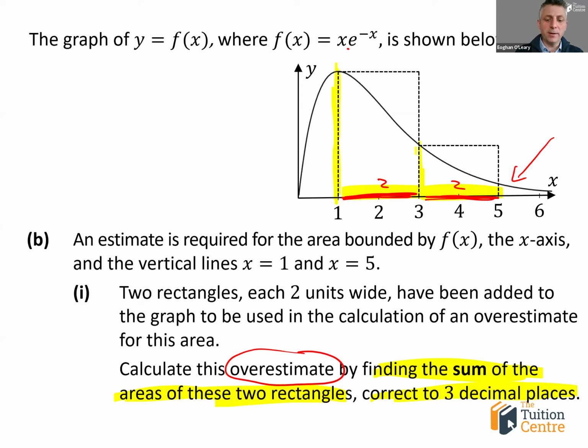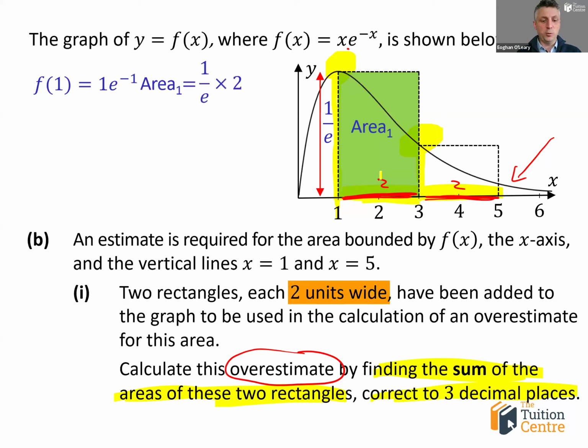So how are we going to find the height? Well, we're going to put in 1 for x to find this one. I'm going to put in 3 for x to find that one. So we put in 1, and it works out easy enough. It's going to be 1 times e to the power minus 1, which is 1 over e. Now you can obviously calculate that. And once you multiply that by 2, you will get that area, because it's 2 units wide. So you will end up with 2 over e.